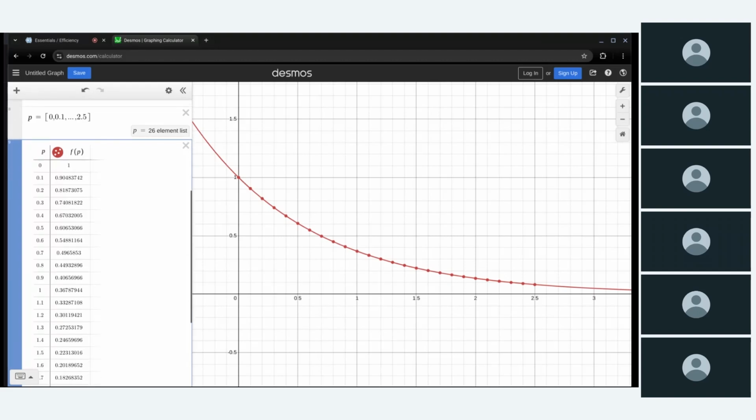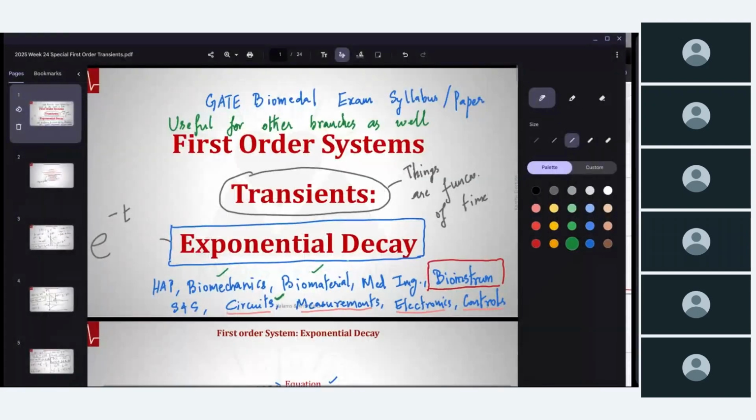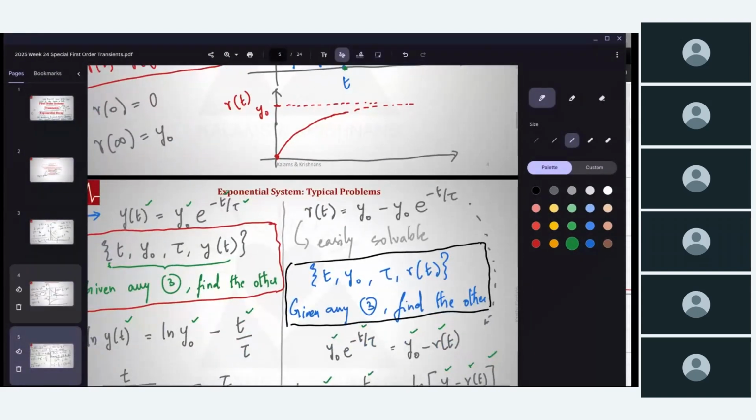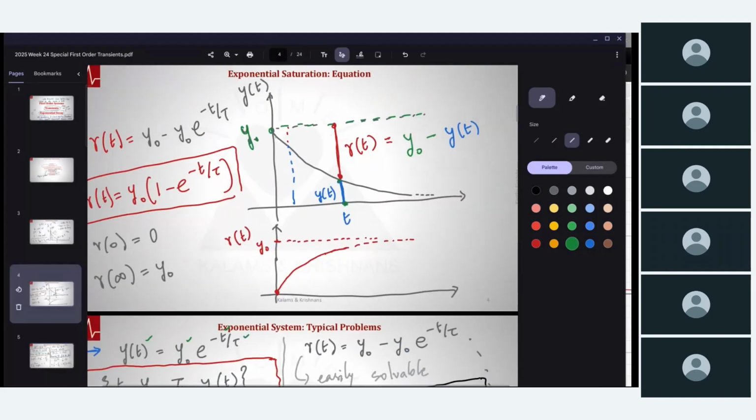Okay. Now let's look at a few points. One thing is, I already said, notice the typical problems that show up here are of this format: given any three, find the other. But there are certain points in time, certain values of y out t, that are specifically of interest. For example, typically we are used to gathering data and dealing with this curve, an exponential curve. From the curve we are expected to estimate what the time constant is.